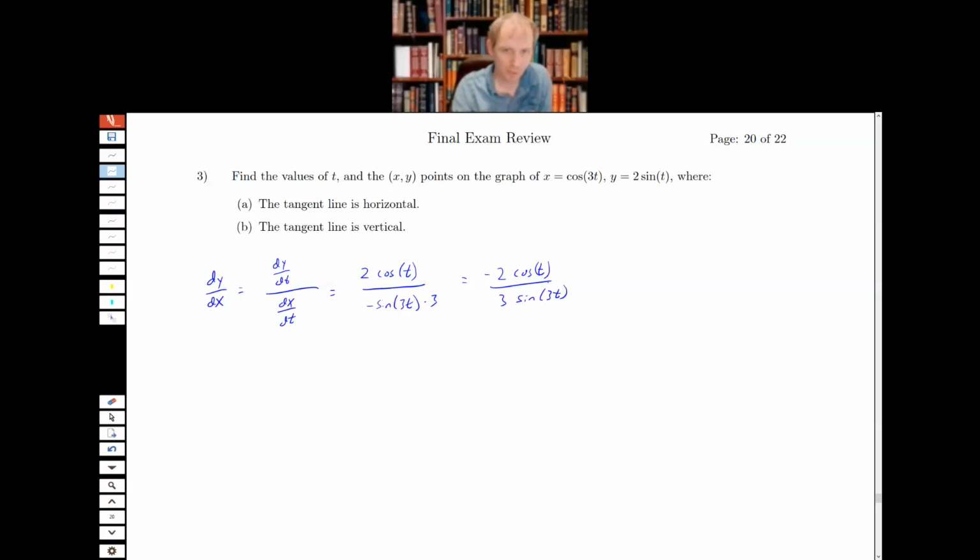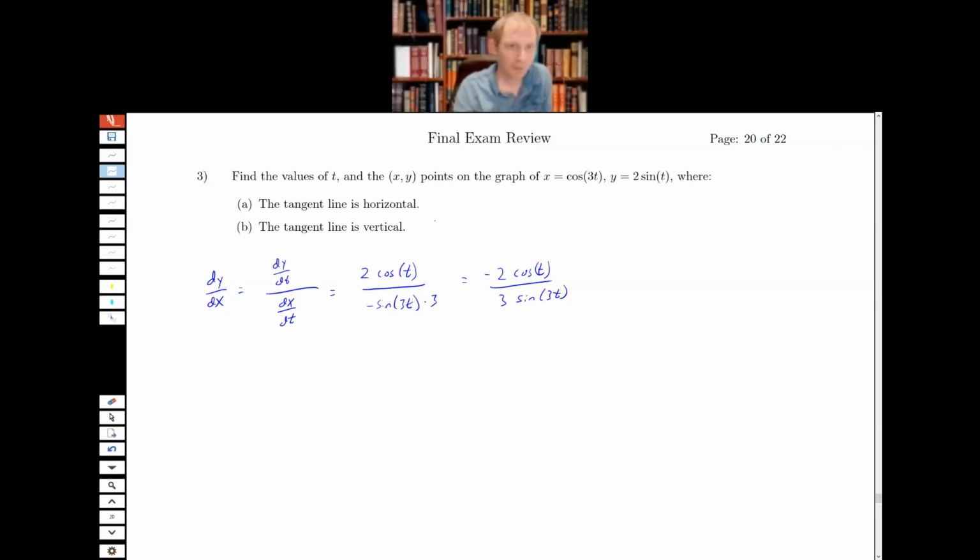Be very careful here that the arguments are different, so don't just think cosine over sine is cotangent, because you have to have cotangent of something, and it's not cotangent of t because it's not sine of t, and it's not cotangent of 3t because it's not cosine of 3t. Okay, so these two don't mix.